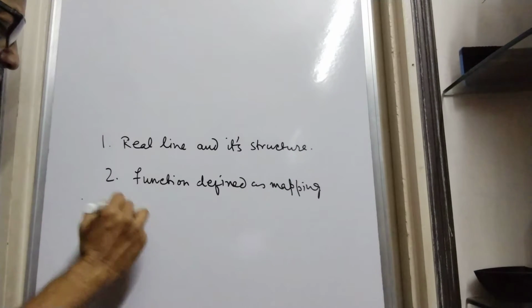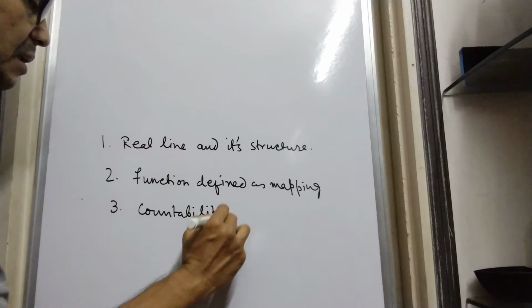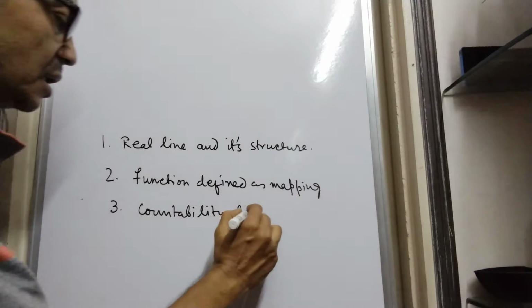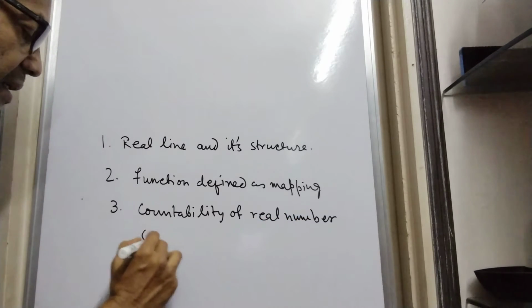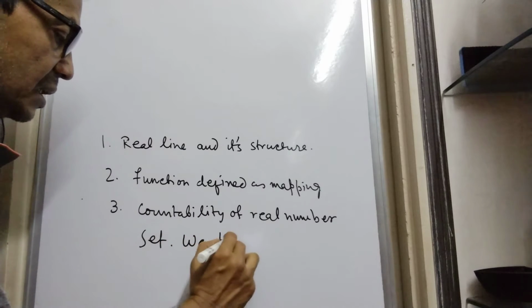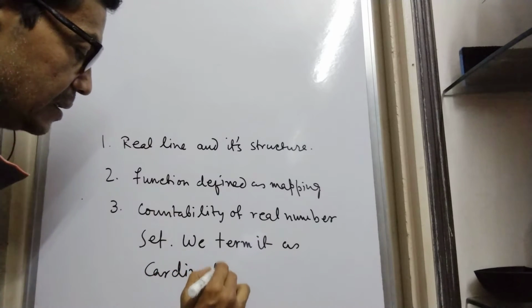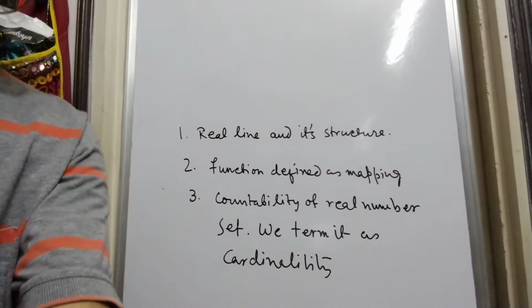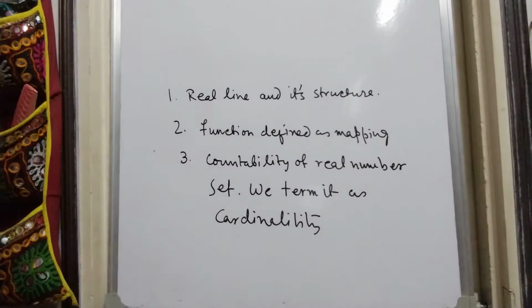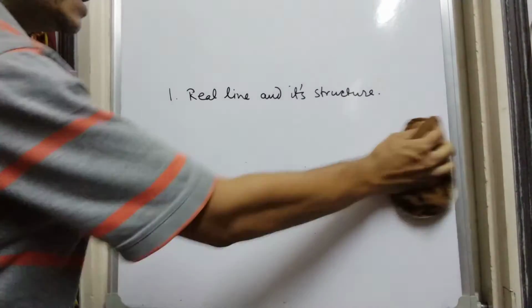And number three, countability of real number set. We term it as cardinality. These are the three basic things related with the concept of real analysis, which I would like to make clear in this video.